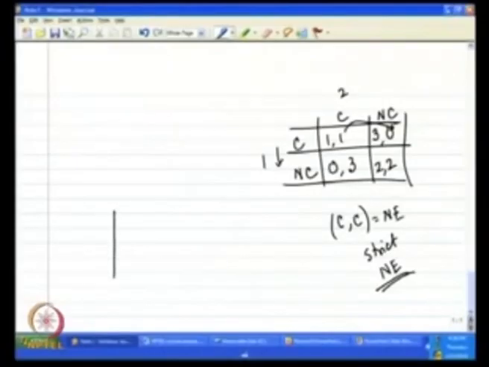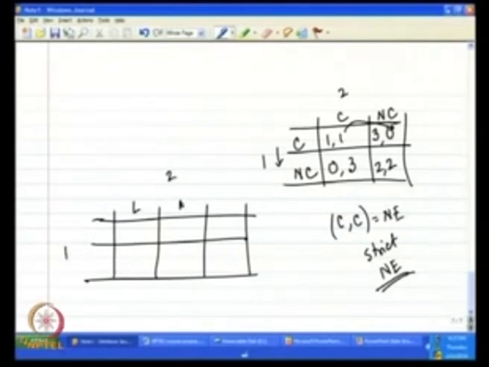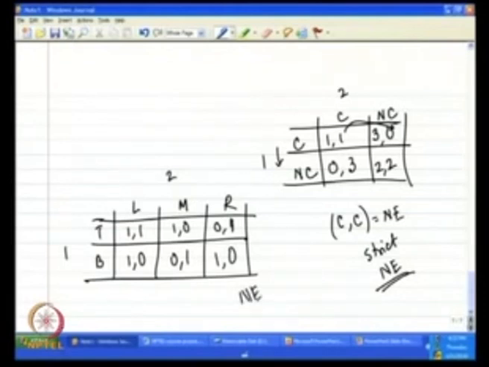What can be an example of a non-strict Nash equilibrium? Let me give you the example. Suppose this is the game, this is a payoff matrix. There are two players. Player 1 has 2 actions and player 2 has 3 actions. What is the Nash equilibrium here? If we examine the game carefully, we shall see that there is a single Nash equilibrium, which is at TL.